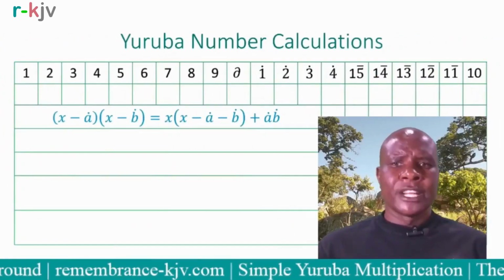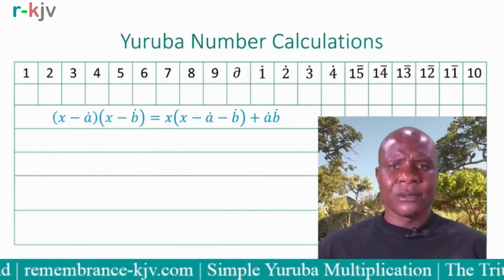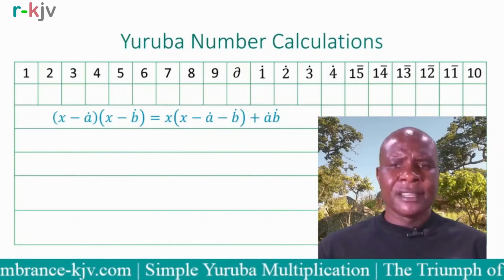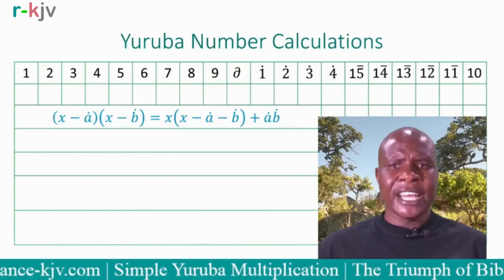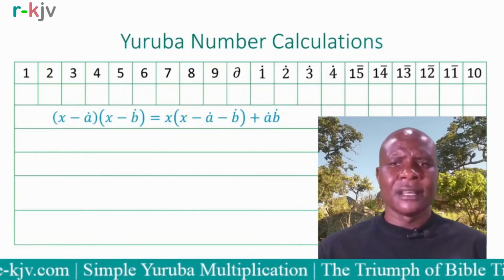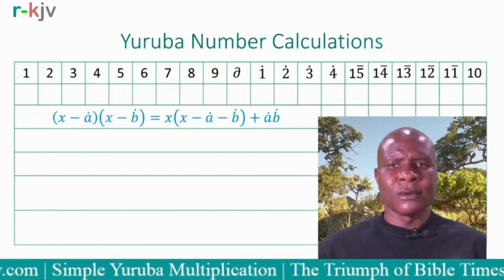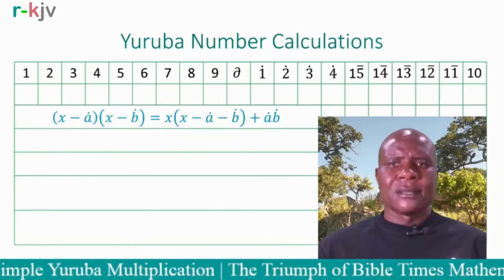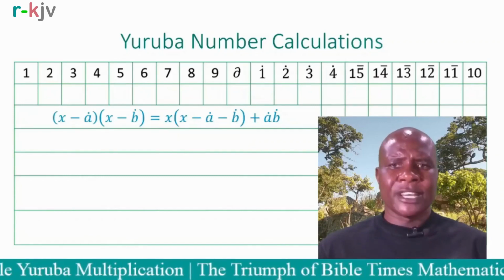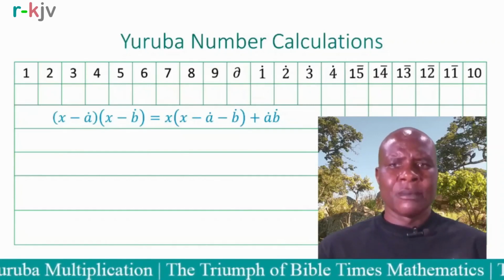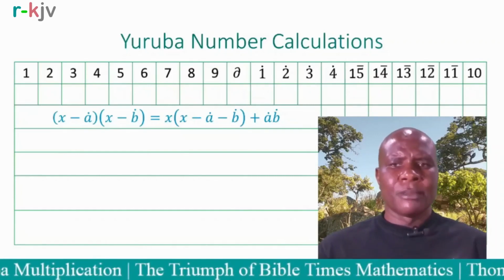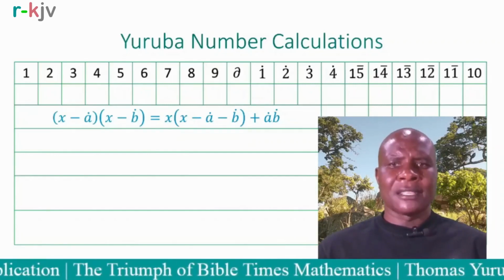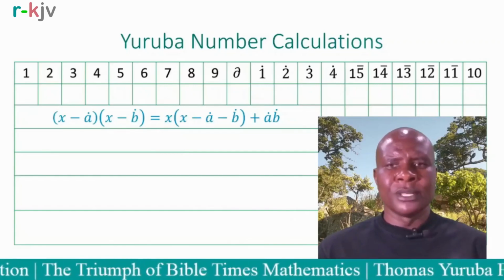The third algorithm results from the modification of the second algorithm. If instead of A and B in the second algorithm we use .A and .B respectively, the algorithm reads as follows. The bracket of x minus .A multiplied by the bracket of x minus .B is equivalent to x multiplied by the bracket of x minus .A minus .B, then plus the product of .A and .B.